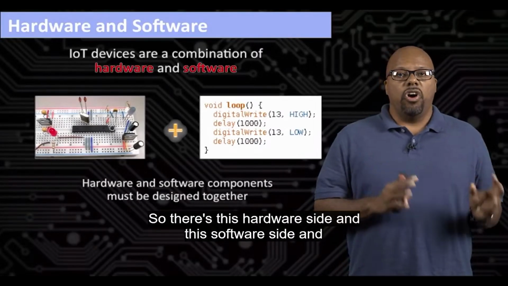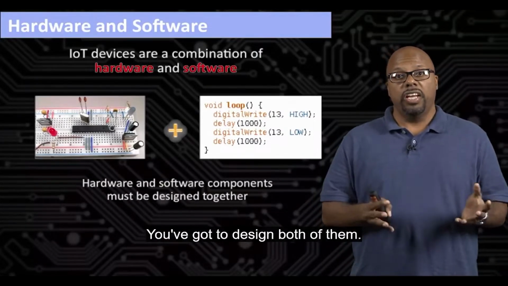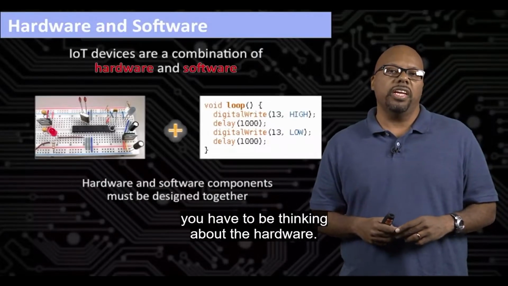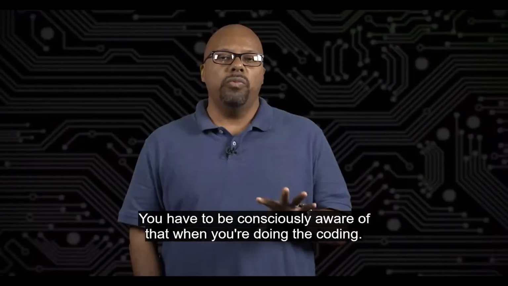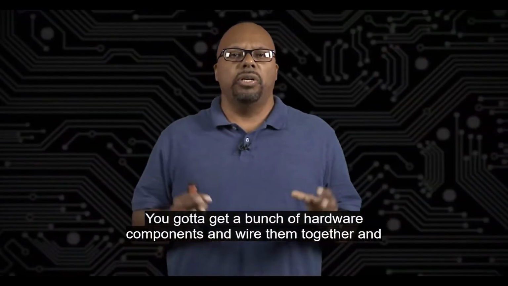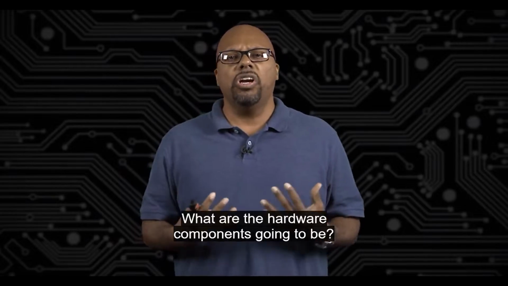So there's this hardware side and the software side, and these things have to work together. You've got to design both of them. So what I mean is when you write the software, you have to be thinking about the hardware. You have to say, oh, I've got an LED and it needs to be controlled in this fashion, so I will write my code this way. You have to be consciously aware of that when you're doing code. Whenever you make a new project, you've got to get a bunch of hardware components, wire them together, and decide on that a priori. What are the hardware components going to be?